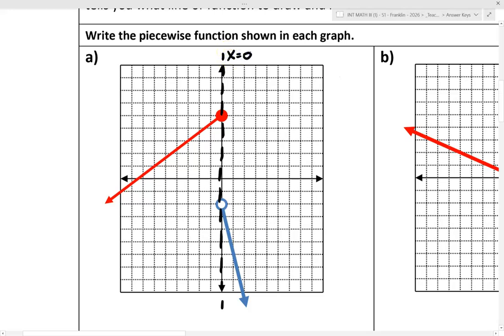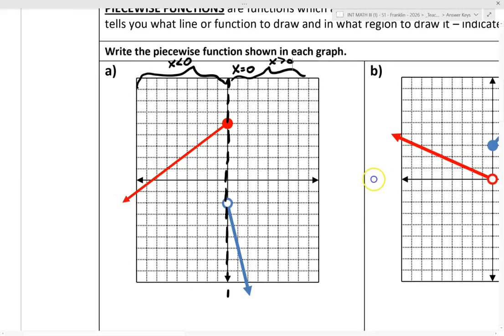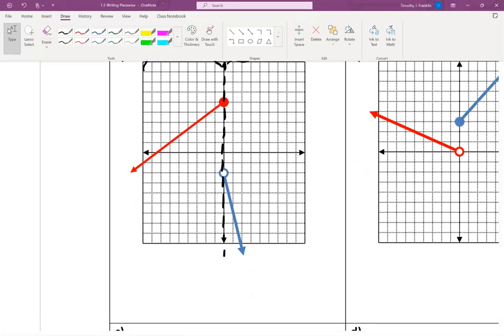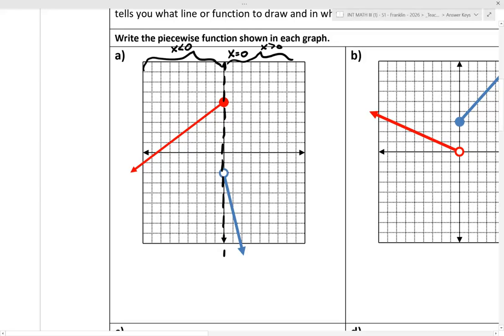So everything to the left of this line, this portion of the graph, is where x is less than 0. And this portion of the graph is where x is greater than 0. That will help us when we go to write our piecewise function, to indicate which side of the graph our line belongs to. Now let's look at the individual lines.